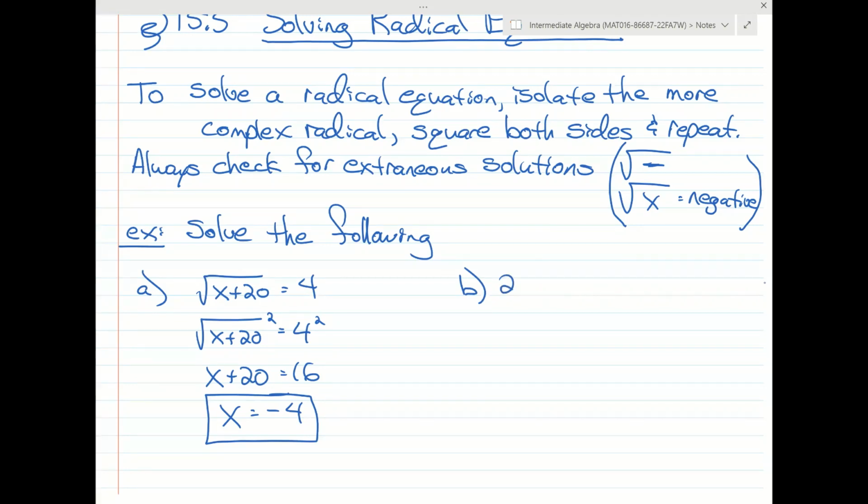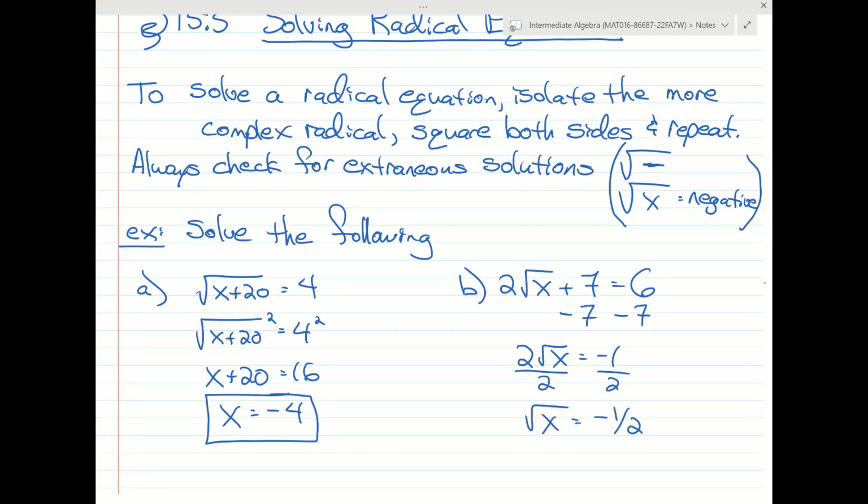What if we had 2 square root of x plus 7 is equal to 6? Again, we want to isolate the radical, so let's subtract 7. Divide by 2. We get the square root of x completely by itself, and now we have to square both sides to get rid of the square root. Negative 1/2 squared is negative 1/2 times itself, or 1/4.